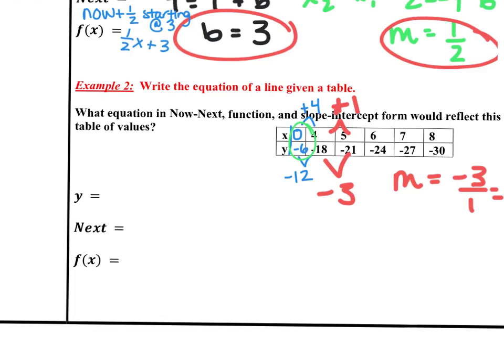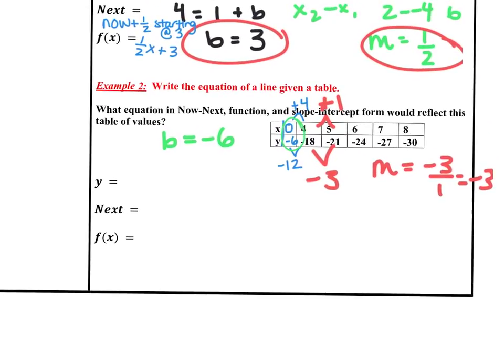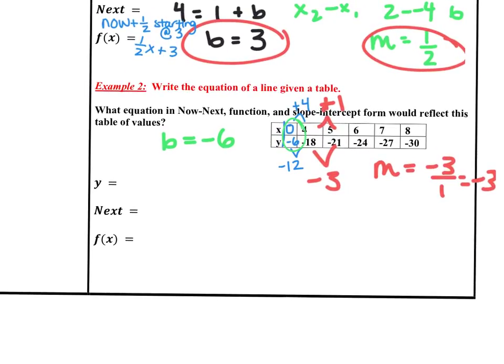So just so we know, we're going to write out that b is negative 6, or 0, negative 6. We know m is negative 3. So let's go ahead and write our equations. y equals negative 3x minus 6. That's normal slope-intercept form. Next would be the now plus my slope. So actually I'm going to do now minus 3. Same thing as adding negative 3.